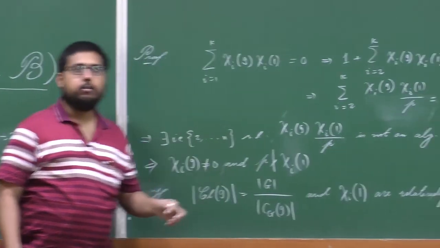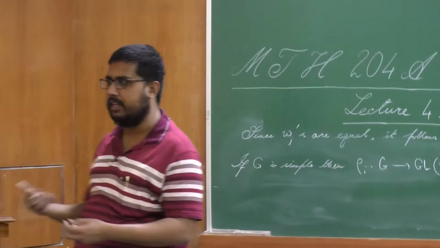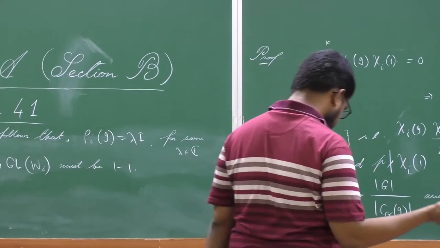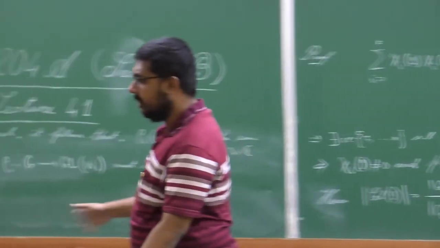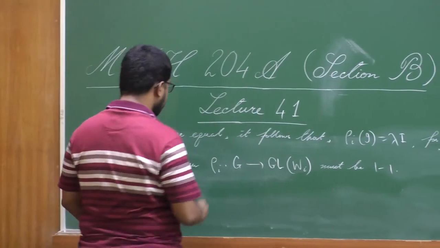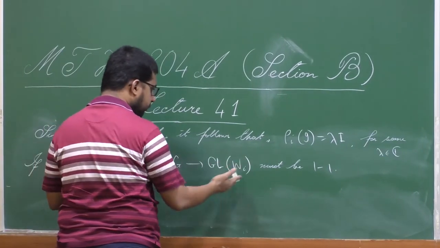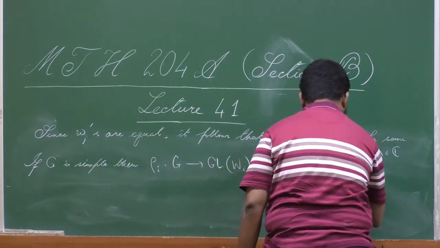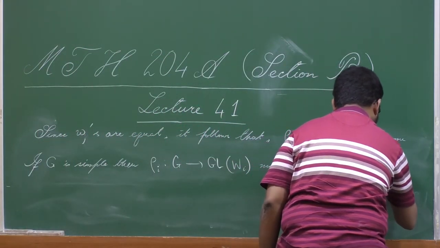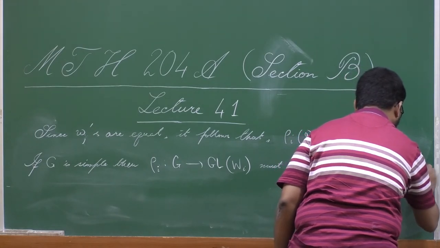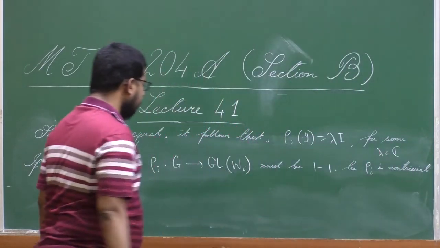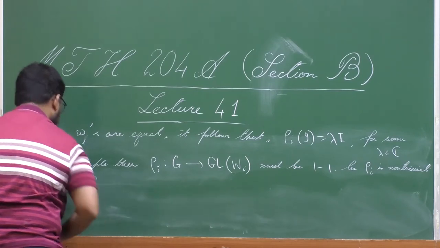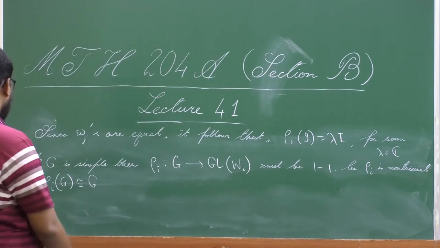i is at least 2, and in the very beginning we said that chi_1 is the trivial character, that is rho_1 is the trivial representation, and all other representations are non-trivial by our choice. Therefore the kernel cannot be trivial, because rho_i is non-trivial. Okay. So therefore, rho_i(G) is isomorphic to G. So it is an injective group homomorphism, right?